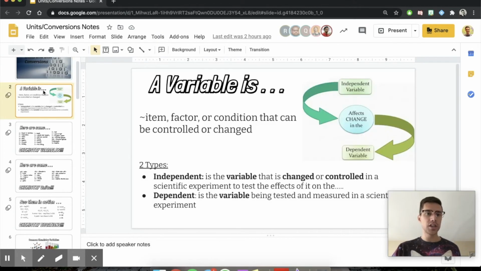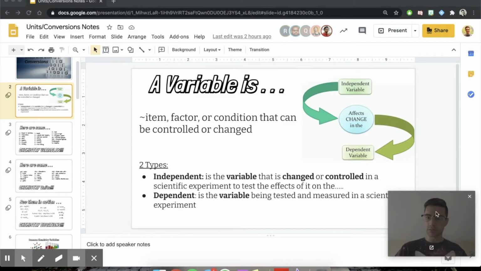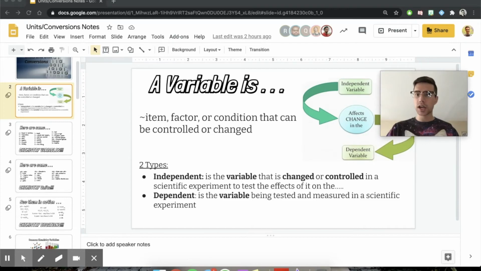All right, the first thing that we're going to be talking about is, what is a variable? Well, the definition of a variable is right here. It's an item, factor, or condition that can be controlled or changed, okay? Now, something that we are going to control or change is different than something that is changed just automatically. So let's go over what these two examples are.